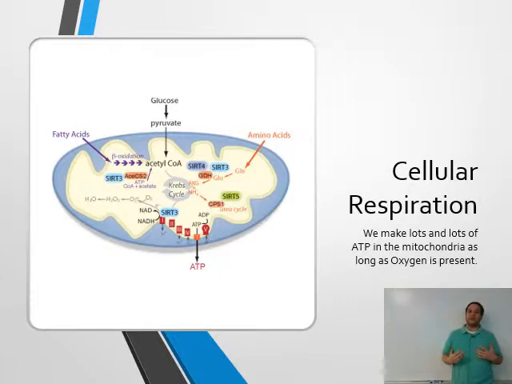In cellular respiration, we took one molecule of glucose and produced a ton of ATP. Roughly how much ATP was made from one molecule of glucose? 30, 34, 36 sometimes. So a lot. The big takeaway is a lot of ATP was made. But we absolutely needed oxygen.